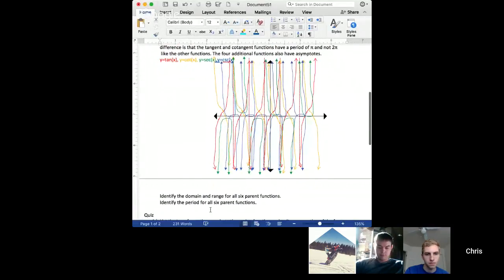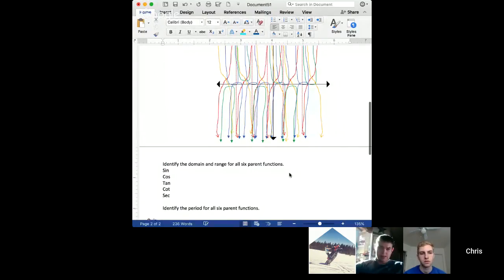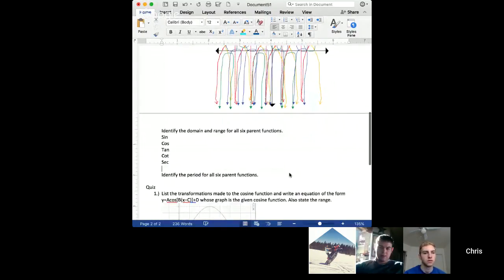Identify the domain and the range of all 6 parent functions. We have sine, we have cosine, we have tangent. Domain and range. The domain for all of these, wouldn't it just be all real numbers for all the domains? I don't think so for cosecant and secant.